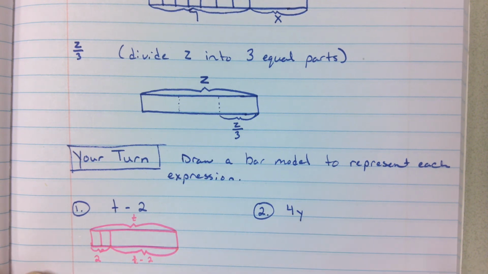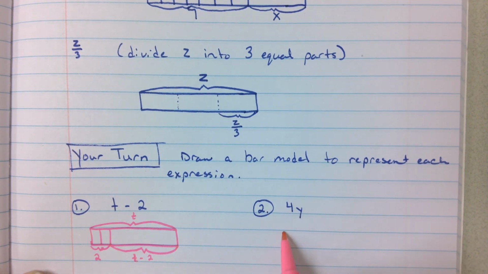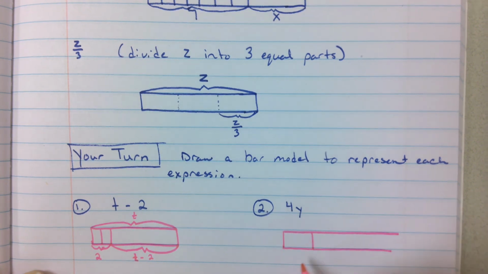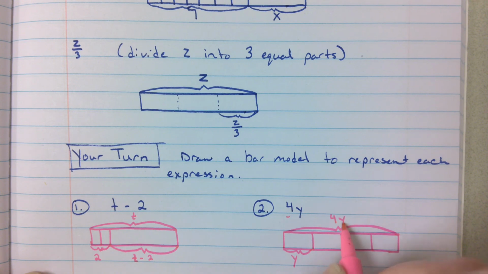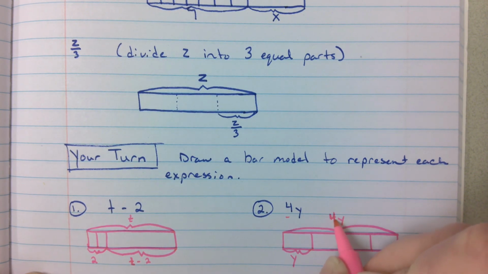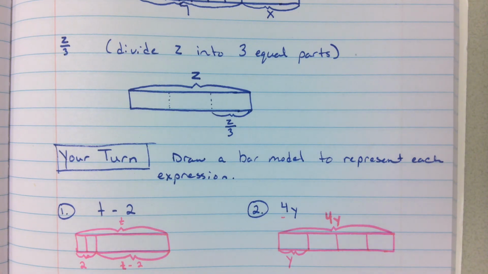All right, 4y. I have y, and then I need to have how many of them? 4. 1, 2, 3, 4. All right, so here's y, and here is 4y. All right, hopefully you did well on those, and have a wonderful day.